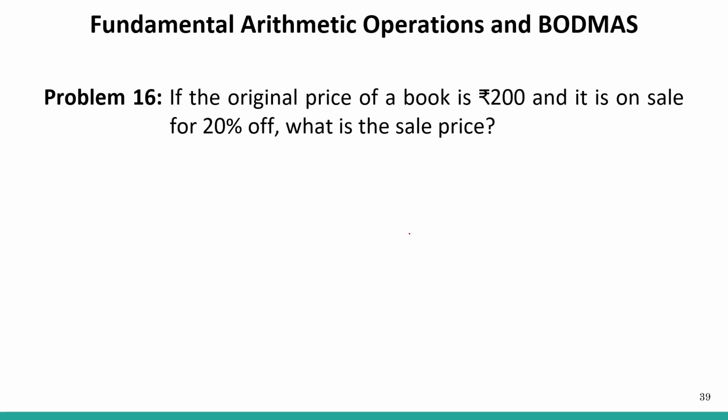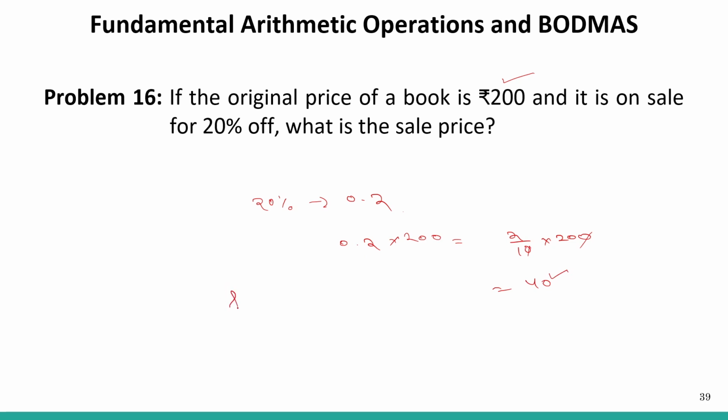So problem number 16. If the original price of a book is 200 and it is on sale for 20% off, what is the sale price? Okay. Original price of the book is 200 rupees and it is on sale for 20% off. So 20% in decimal is 0.2. So 0.2 of 200, so 0.2 into 200. So this is equal to 2 by 10 into 200. So that is 40. So 40 rupees discount was there.